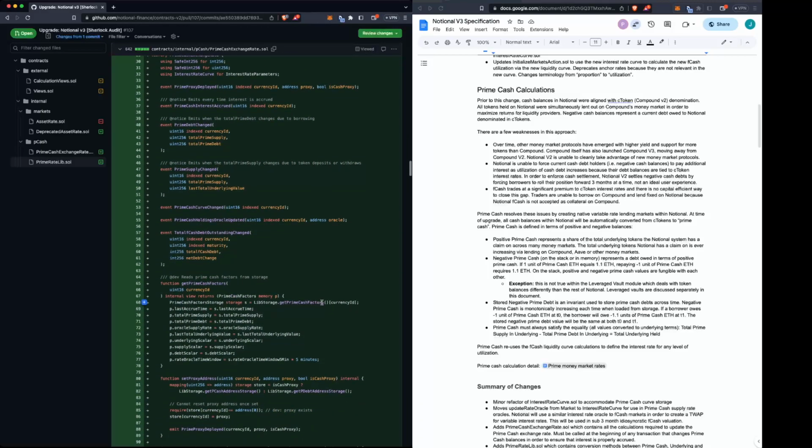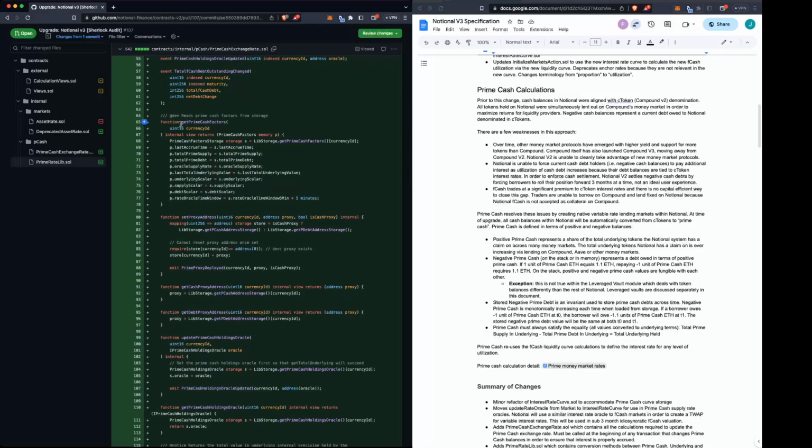Just looking at this from top to bottom, we have the various prime cash factors. We have the last accrual time. So every time one of these prime cash balances is touched, we're going to accrue interest and update the relevant variables, just like you would in any sort of DeFi variable rate money market. Just to explain the terminology here, we have total prime supply. This is the total lending balance. Total prime debt. This is the total debt balance.